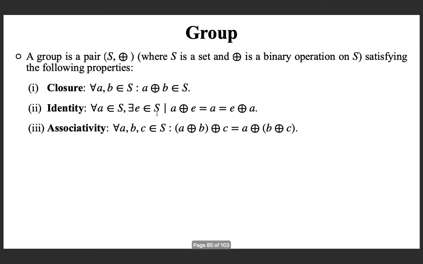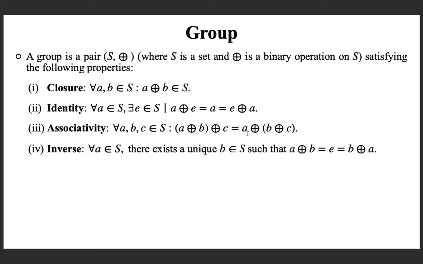The third property is associativity. That is, if you operate like this, first you operate A and B, then the result is operated with C. It is the same as first you operating B and C, then you operate A with that result. So these two must be the same. It is called the associativity.